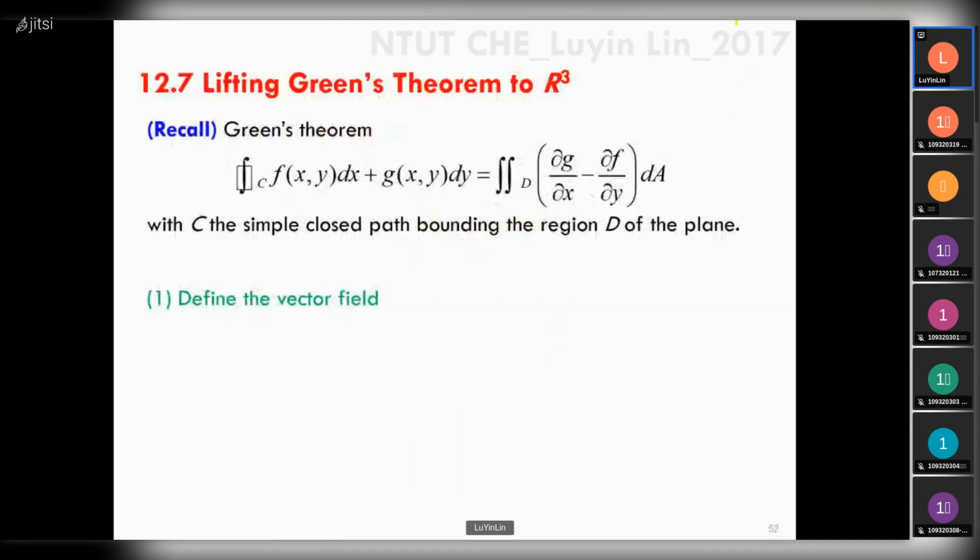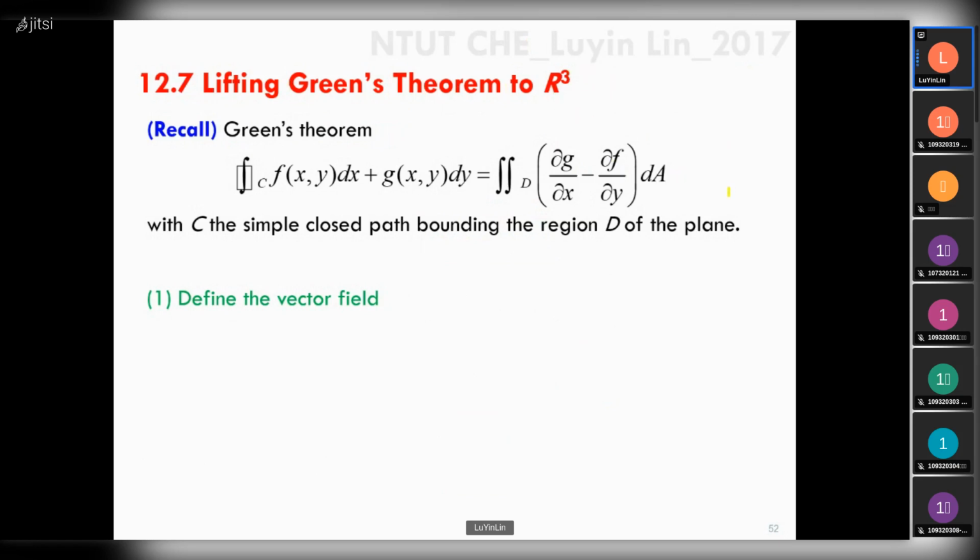Okay, then we still have two theories in chapter 12. At least, the two theories are difficult. Okay, so first, I think today, let me show you the first one. First one, we are lifting Green's theorem to three-dimensional space.